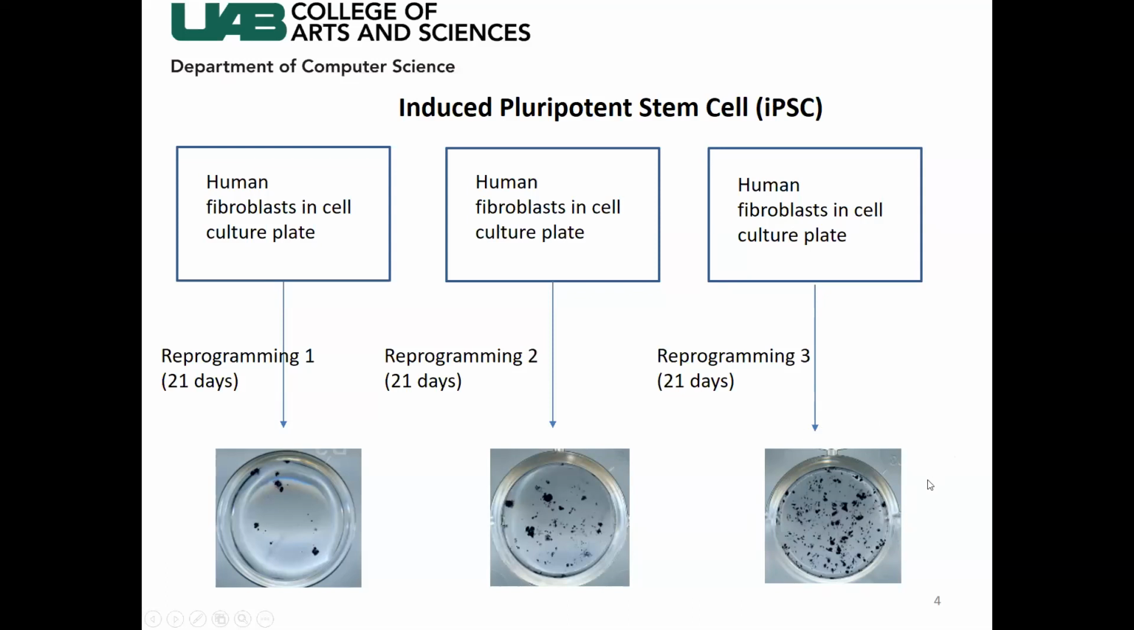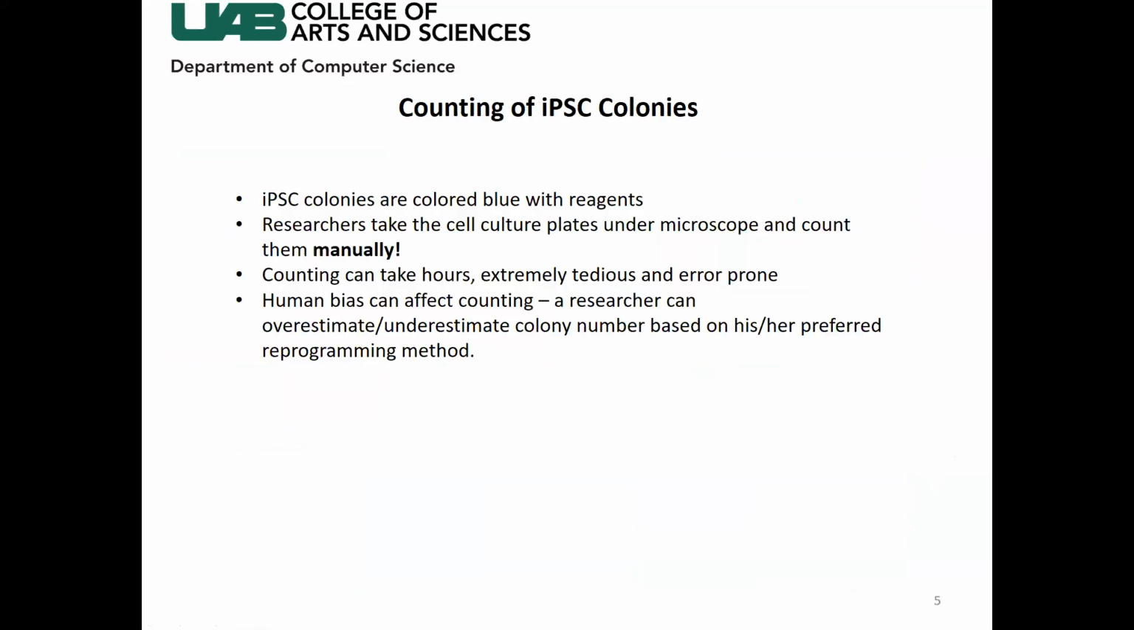Then after 21 days, they color those iPSC colonies, take the cell culture plates under a microscope and count them manually. One iPSC cell culture plate may have hundreds of iPSC colonies, so it may take hours to complete, and it's extremely tedious and, needless to say, error prone.